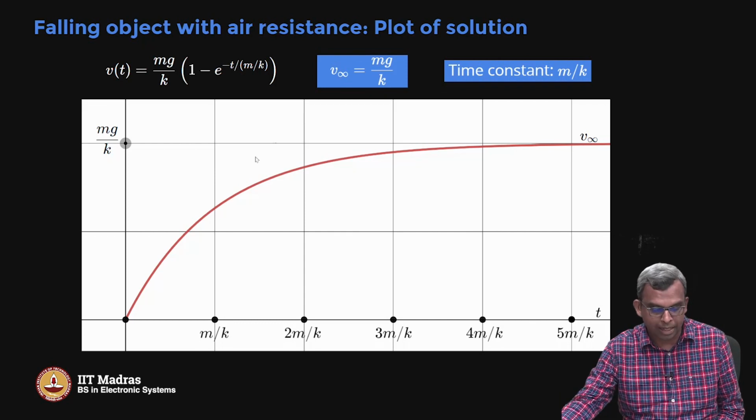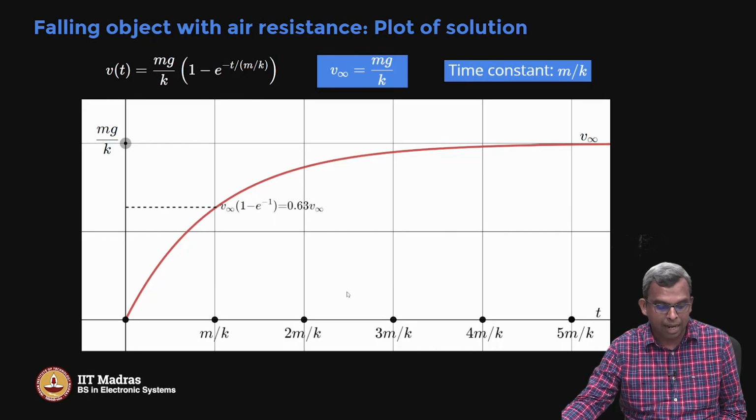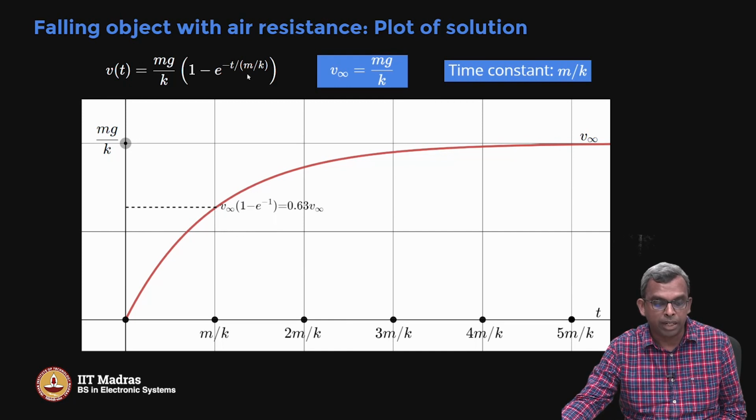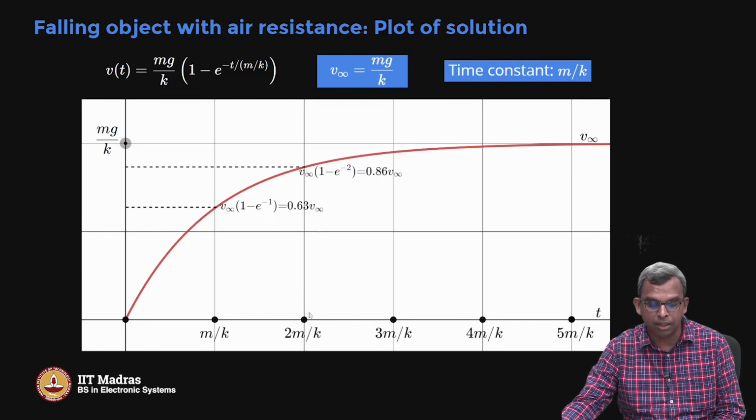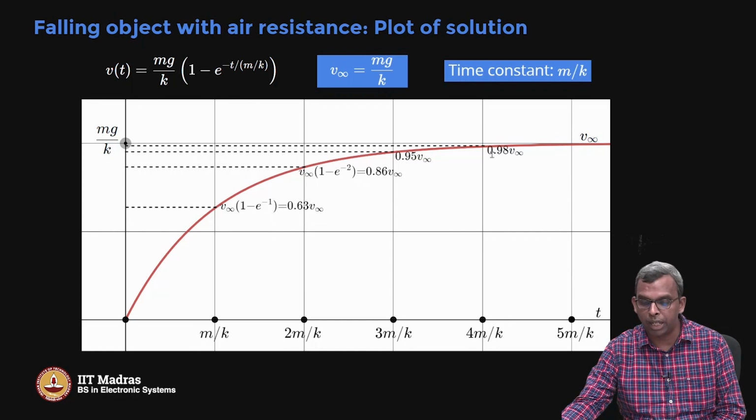Okay. So if you look at m by k, 2 m by k, 3 m by k, 4 m by k, 5 m by k, you can see that when t equals m by k, you are going to get v infinity into 1 minus e power minus 1. Okay, you are away from v infinity by v infinity into e power minus 1. So that is something like 0.63 into v infinity. After 2 times the time constant, you've got to v infinity into 1 minus e power minus 2, and that's 0.86 v infinity. 3 times, 0.95 v infinity, 4 times, 0.98 v infinity, and 5 times, literally you're there. Okay.